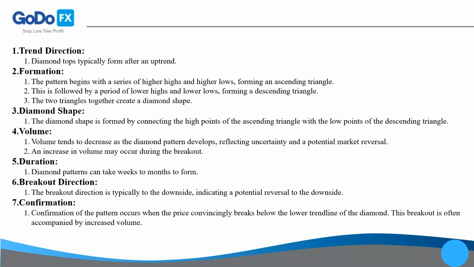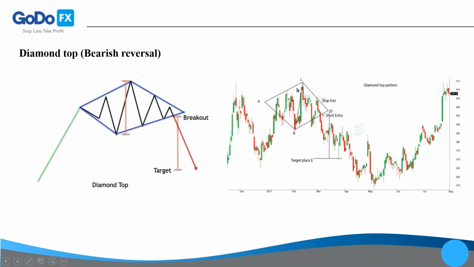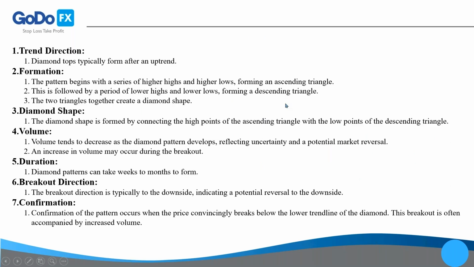So the diamond top typically is formed after an uptrend, and the formation is as follows. The pattern begins with a series of higher highs and higher lows, forming an ascending triangle. So here is the ascending triangle, and we mentioned what the ascending triangle is before. And this is followed by a period of lower highs and lower lows, forming a descending triangle. So the two triangles together create a diamond shape.